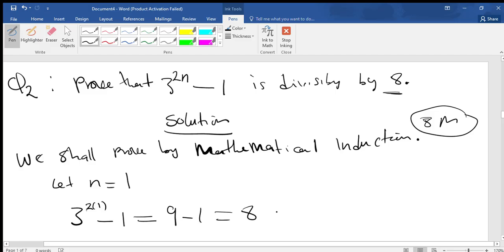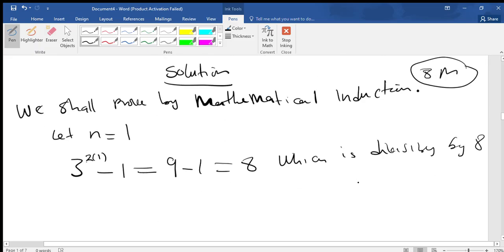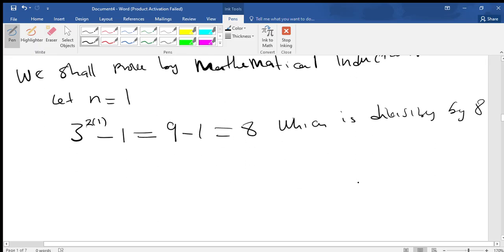And this answer is divisible by 8. So if this answer is divisible by 8, you can go ahead and state that this is a true statement.